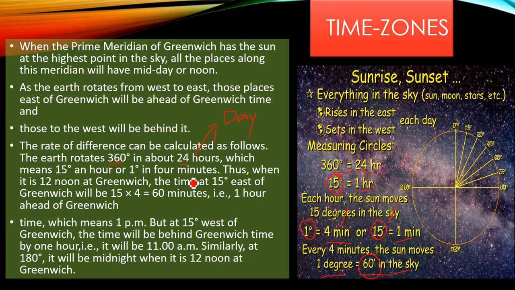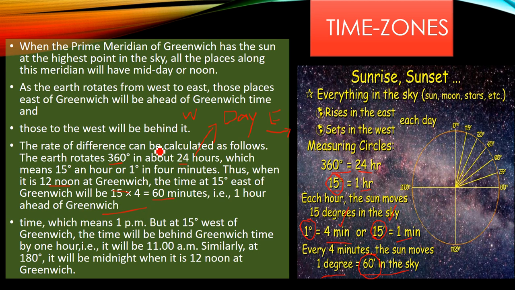Now, let's come back to here. I've explained this here. Do not get confused, dear ones. When it is 12 noon at Greenwich, the time at 15 degrees east of Greenwich will be, I told you, if it is east, it will be ahead. If it is west, it will be behind. So 15 degrees means 1 hour. It will be 1 hour ahead of Greenwich.